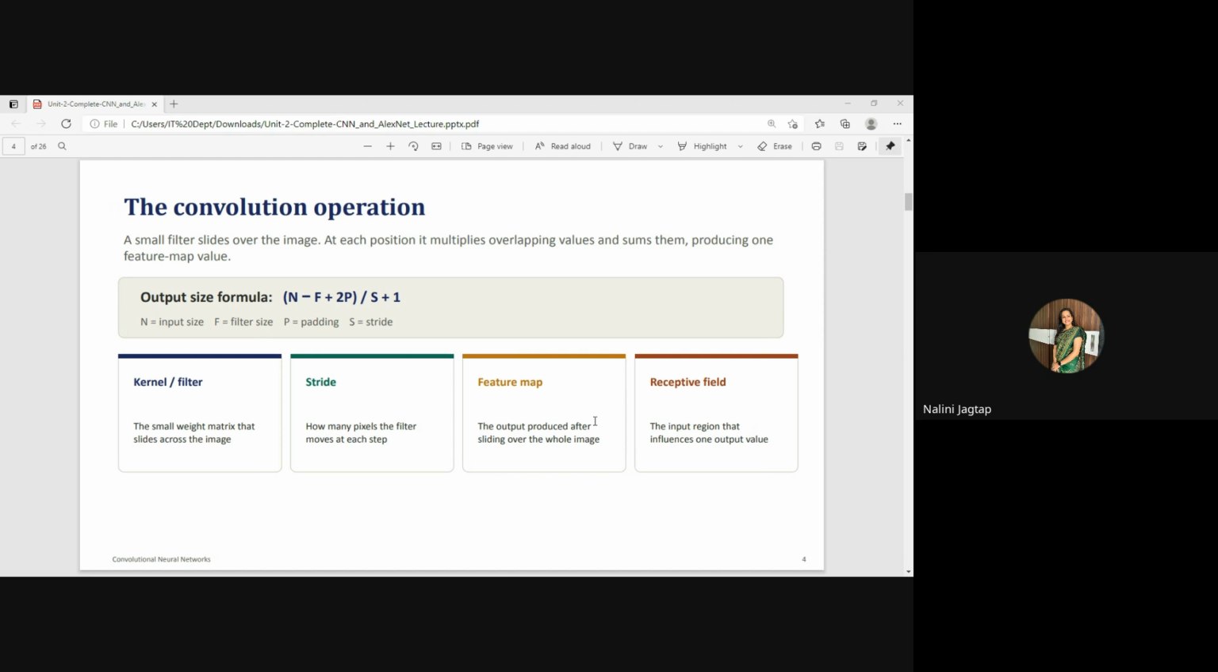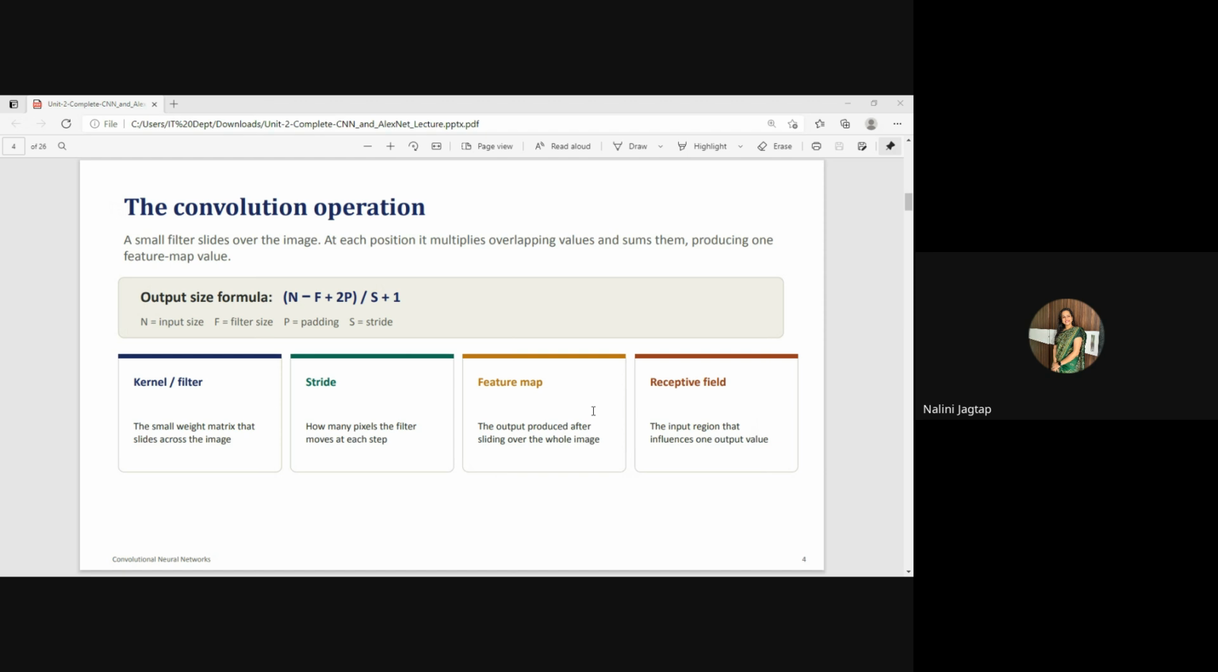I hope this is clear. And we add one back because we are counting the starting position itself as the first valid output. Now, padding p simply adds extra border pixels on each side, effectively growing n to give the filter more room to move without shrinking the result.